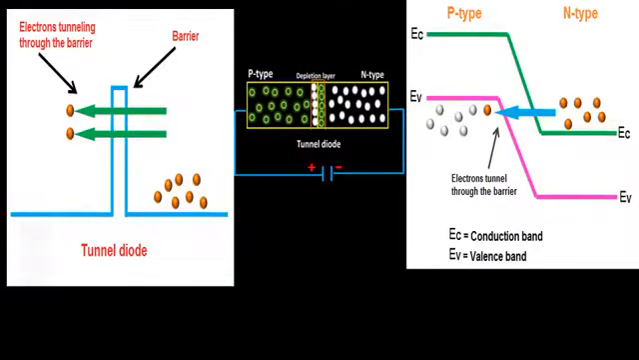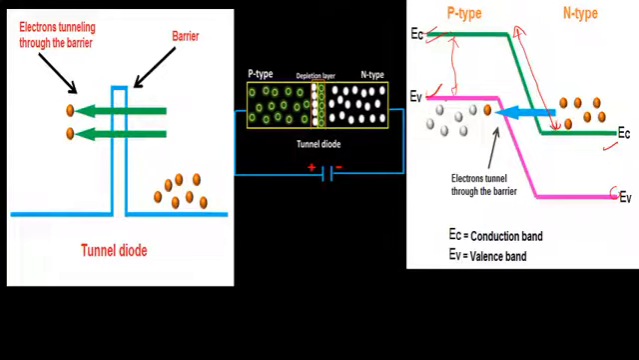So here is the tunnel diode, and in the tunnel diode the situation is a bit different from the ordinary diode. Here you can see the valence band and the conduction band of the n-type material, and these are the valence band and the conduction band of the p-type material. Again, the conduction band and the valence band in the n-type material are lower in energy than those of the p-type material. This energy difference is greater than in the normal diode, as we have discussed before.